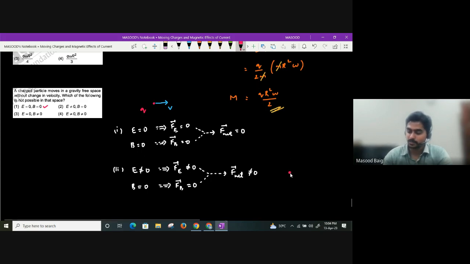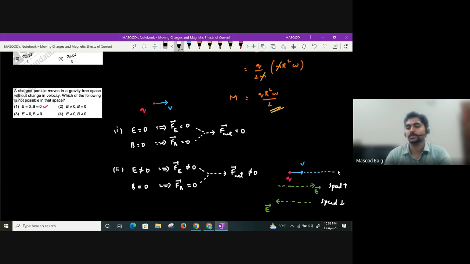Second case, let us say this is a charged particle q moving with some speed v. Now the electric field is in the same direction. If the electric field is in the same direction, will it experience a force in the direction of the field? Yes. So it will move with more speed; here, speed will increase. Whereas if the electric field is in the opposite direction, because it is a positive charge, it will experience a force in the opposite direction. So velocity and acceleration will be in opposite directions. In this case, it will again move in a straight line only, with decreasing speed.